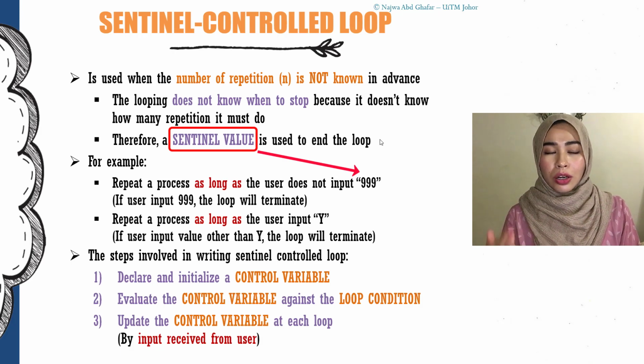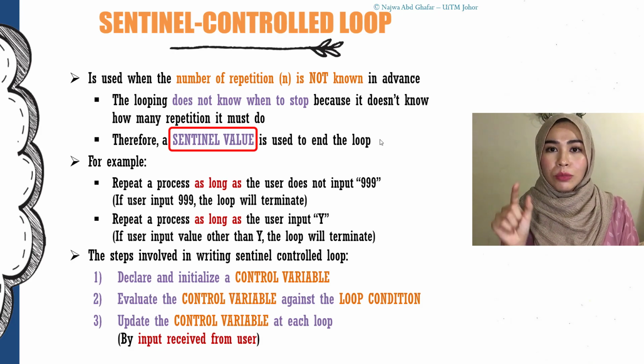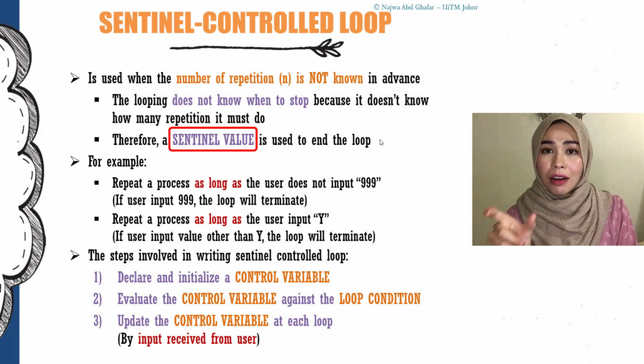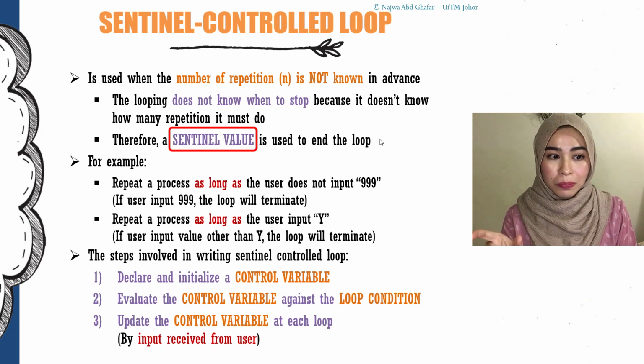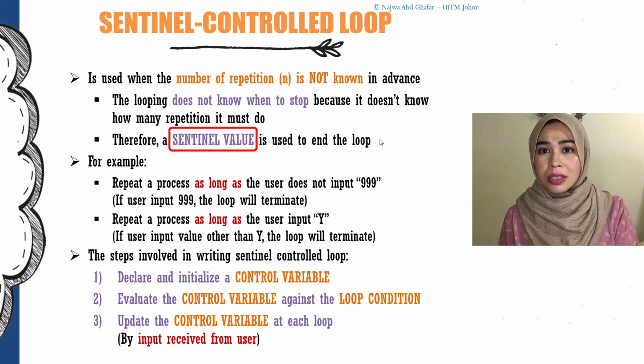So we know that with a Sentinel control loop, we must have a Sentinel value which allows the program to actually stop. So we provide some sort of a condition. If the user enters that value, then the looping will stop. This is what is meant by a Sentinel control loop, because we don't know how many times we want to repeat. Depending on what the user enters, the repetition will stop at that particular value.